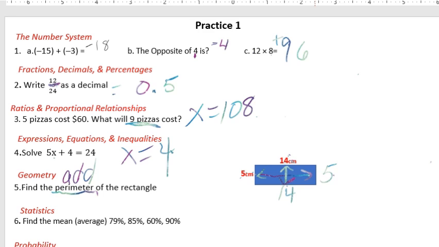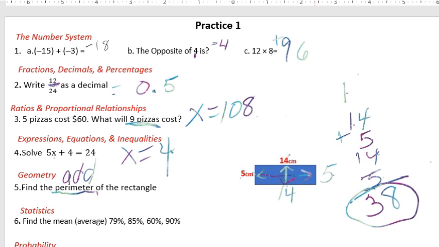Right. So now all we do is add it. So I'm just going to add 14 plus 5 plus 14 plus 5. Simple. All right. 5 and 5 is 10, plus 4 is 14, plus 4 is 18. So I have 8, carry the 1, 1, 2, 3. My answer is 38 centimeters. Okay, so from adding all these sides, it came up to 38 centimeters.